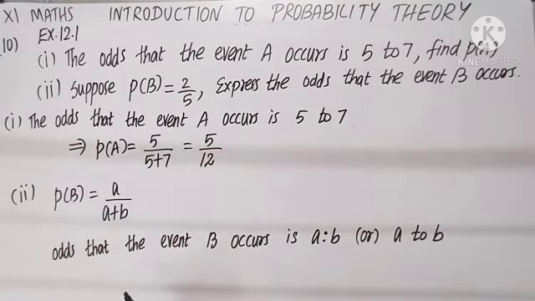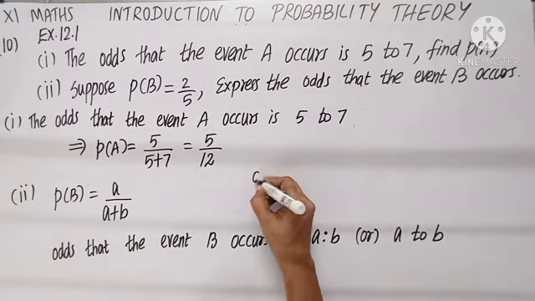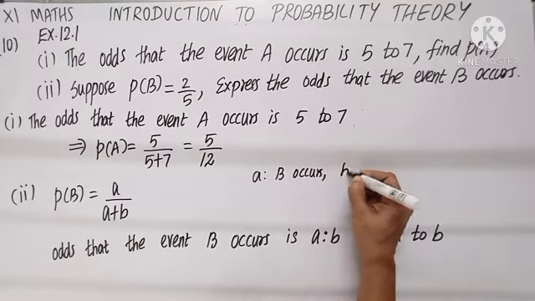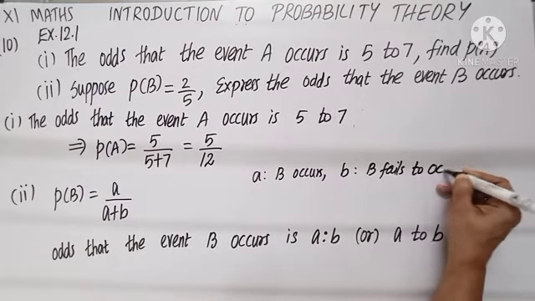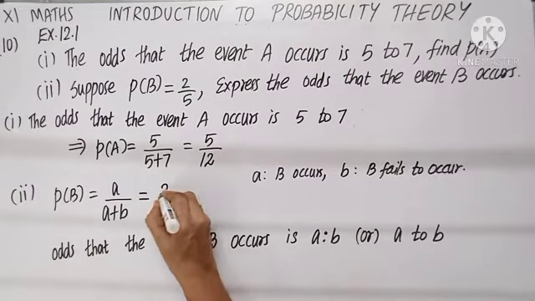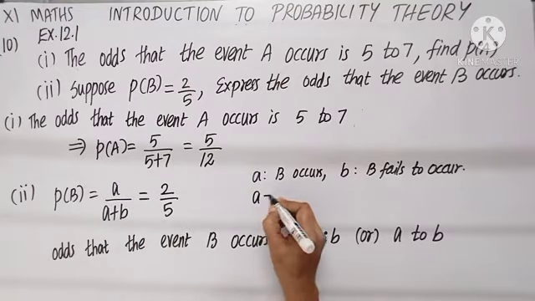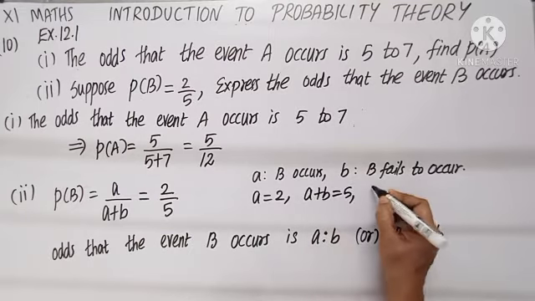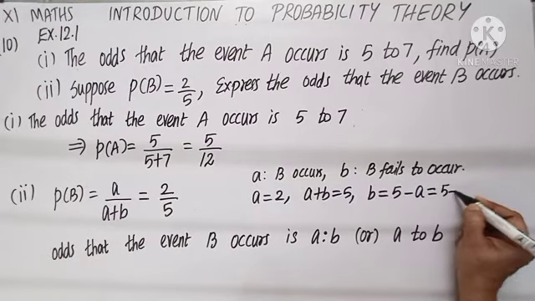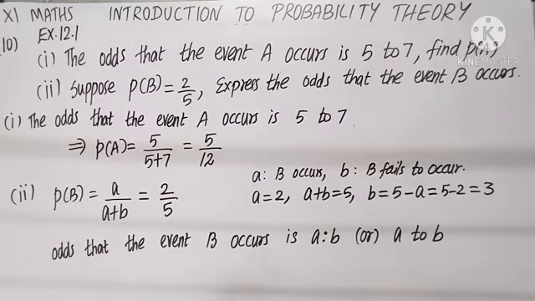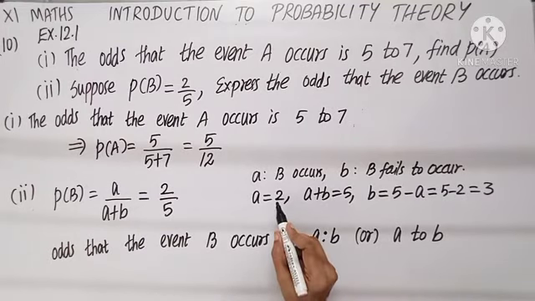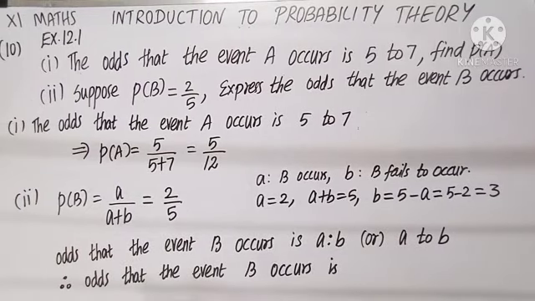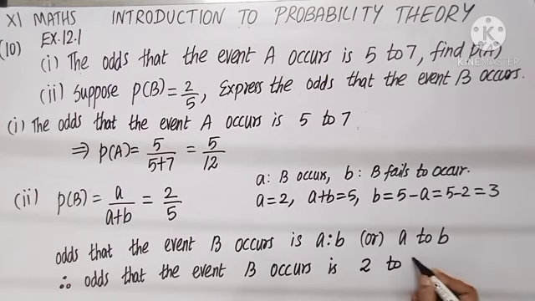So what is P of B? The formula is A by A plus B, where A is B occurs and B fails to occur. Now they have given A by A plus B is 2 by 5. As I compare, A is 2 and A plus B is 5, which tells me B equals 5 minus A, or 5 minus 2, that is 3. Now my question is, express the odds that the event B occurs. How do I write it? Occurs tells me A to B. Here A is 2 and B is 3. Therefore, the odds that the event B occurs is 2 to 3, and that is the answer.